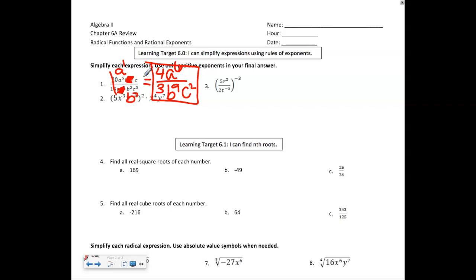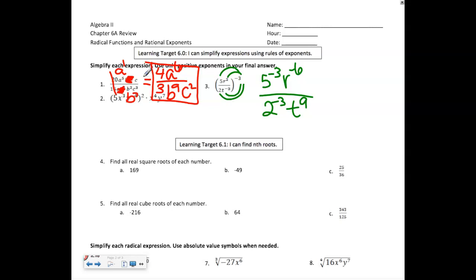For number 3, this time I really don't have a lot of simplifying. I could move that t, but what I'm going to do instead is distribute this negative 3 here. And reminder, we have to distribute it to everything. So I'm going to have 5 to the negative 3. And when we take a power to a power, we have to multiply them. So I'm going to have r to the negative 6. I'm going to have 2 to the negative 3, and now I'm going to have t to the positive 9. That's why I didn't want to move it, because now it's positive.